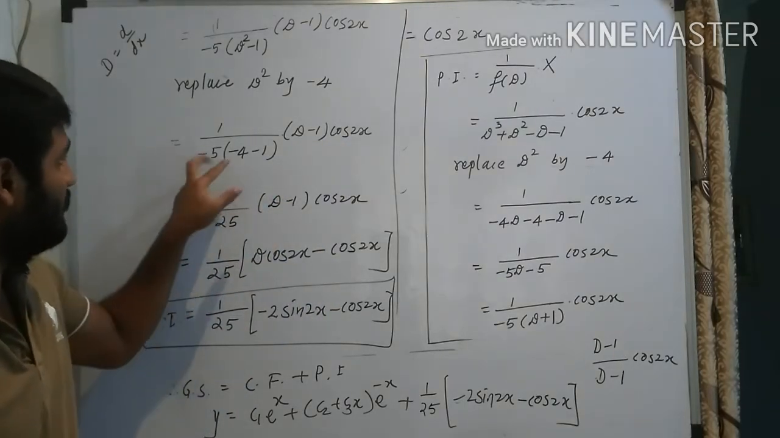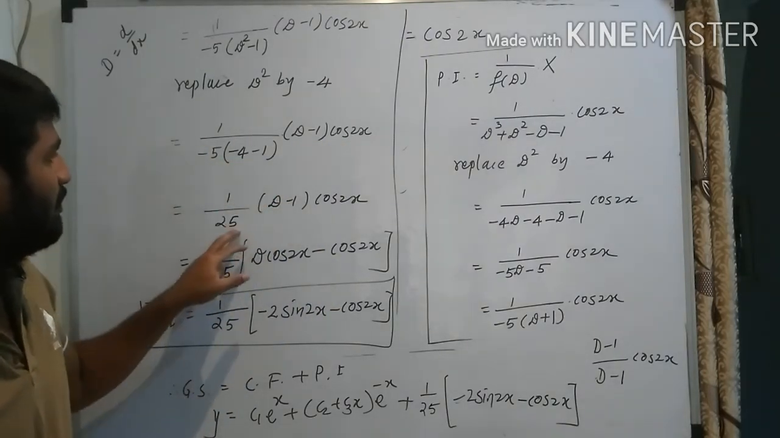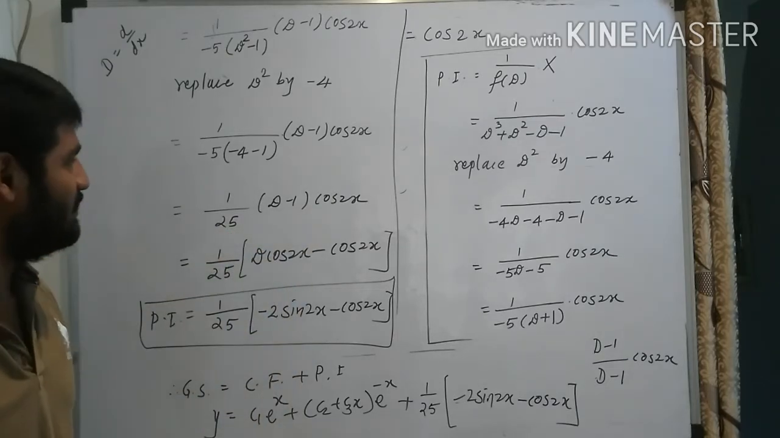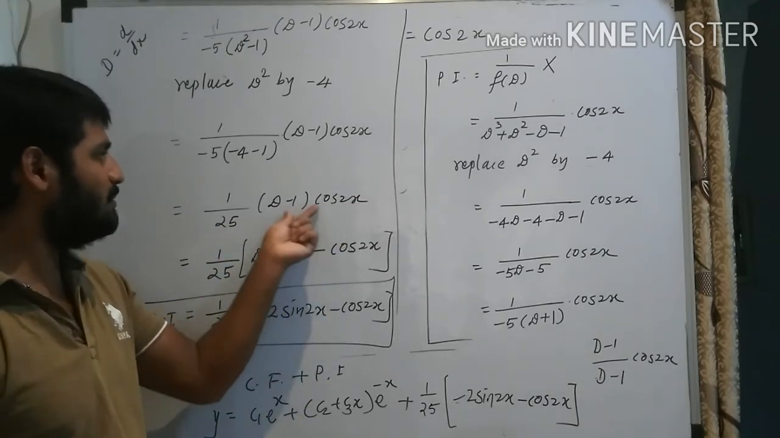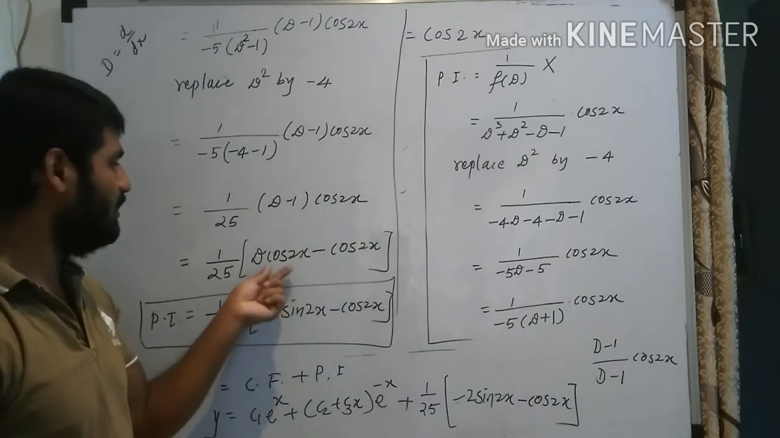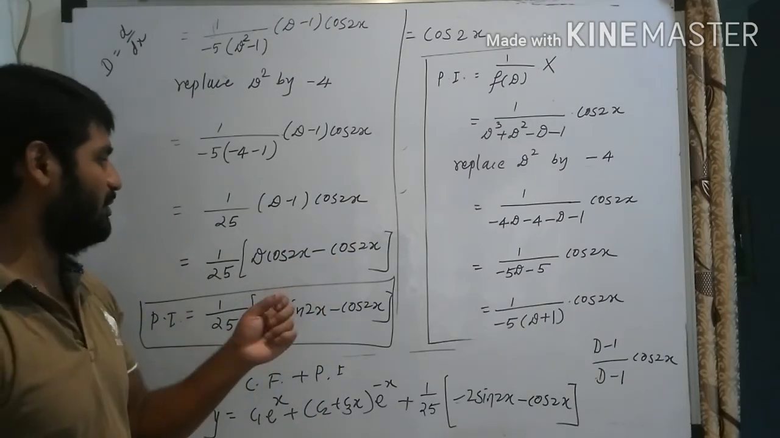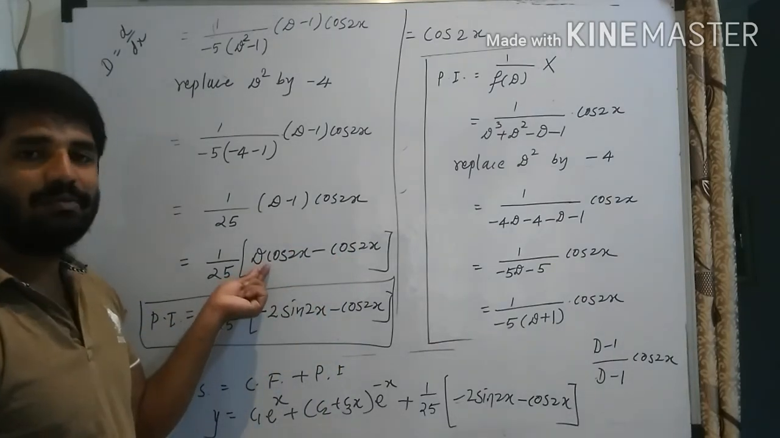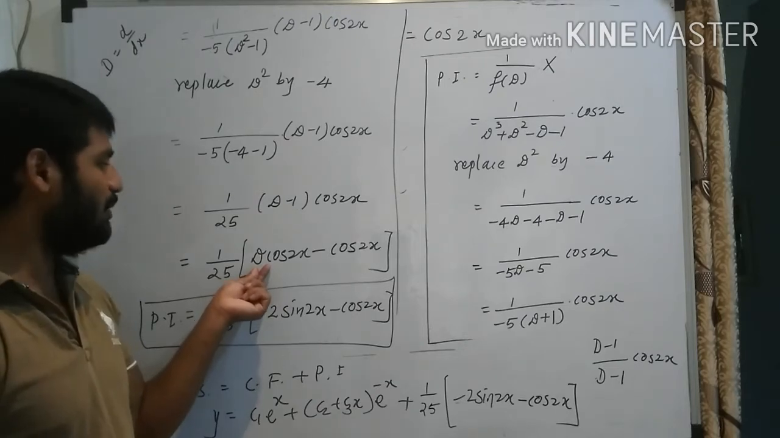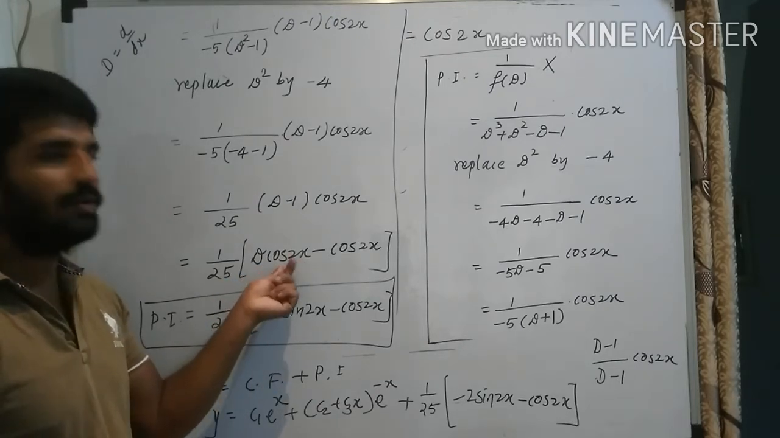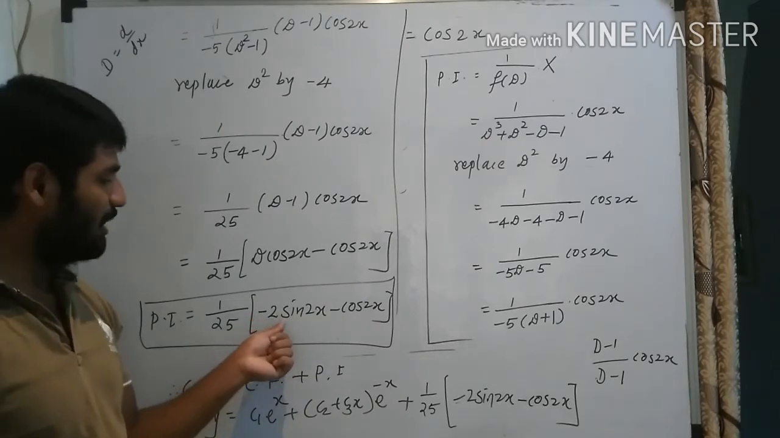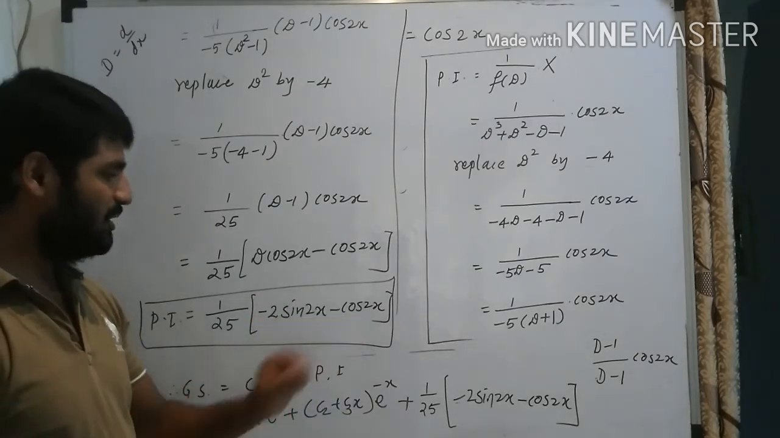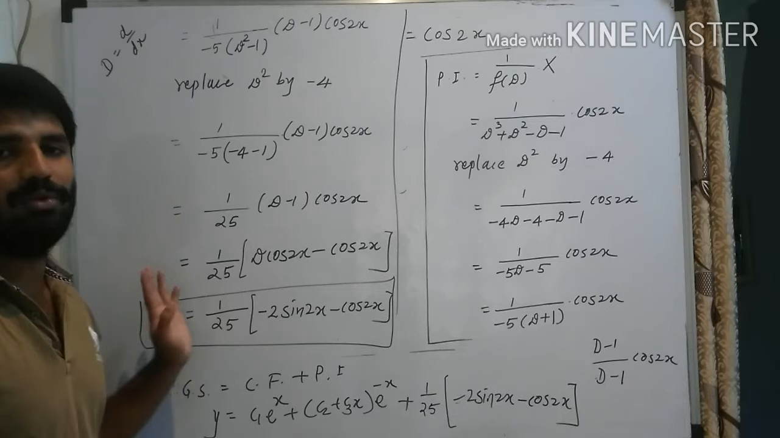Again simplifying this, we get 1 upon 25 (d minus 1) into cos 2x as it is. Now this d minus 1 is a bracketed term, so multiply this bracket with cos 2x, and we get d of cos 2x minus cos 2x. But what is d? D means differential operator, its meaning is derivative with respect to x, so we have to take the derivative of cos 2x. That is nothing but minus 2 times sin 2x minus cos 2x as it is. So this is your required particular integral.